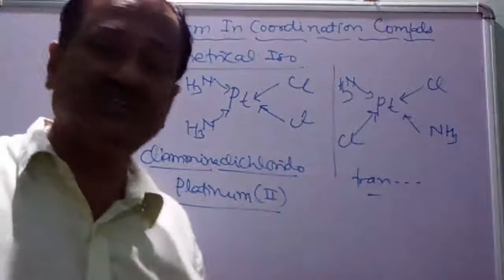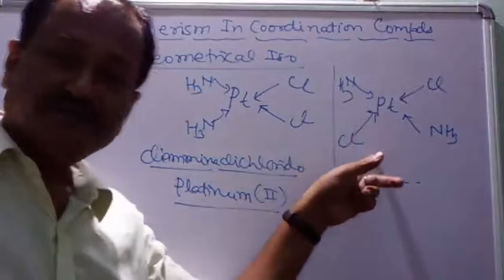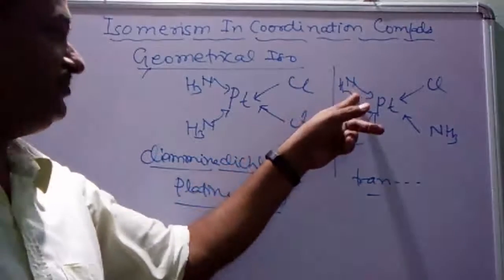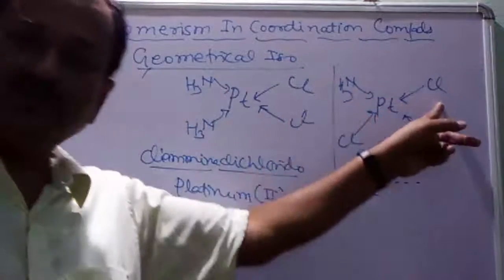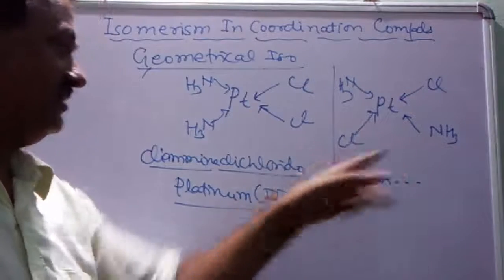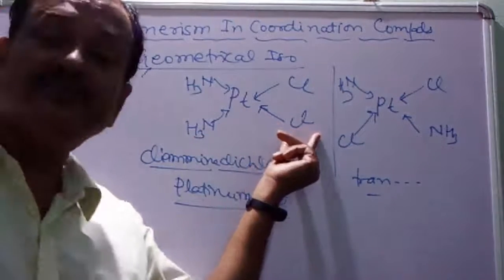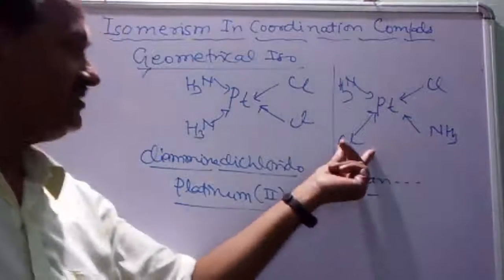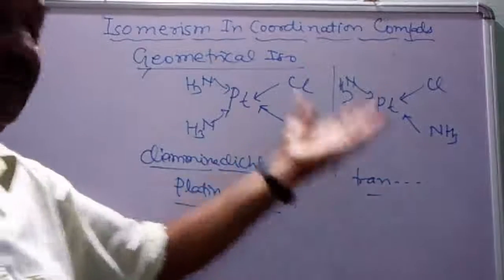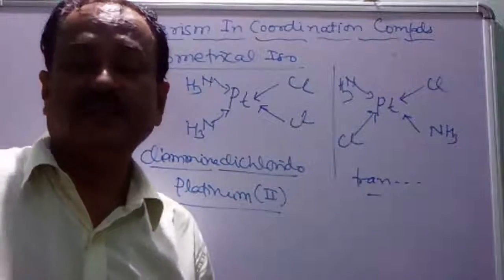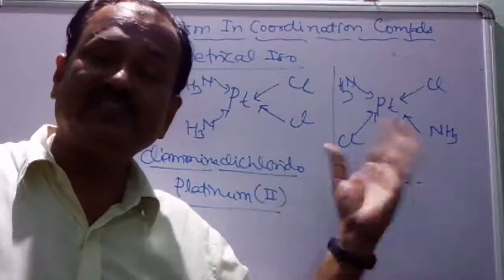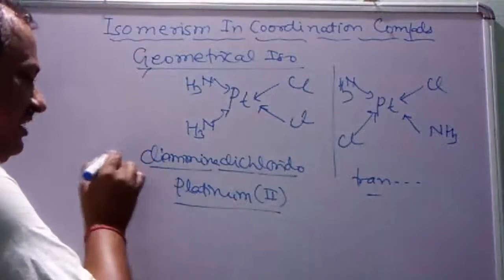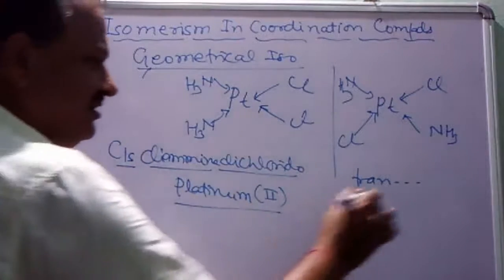Now this other isomer just needs an exchange in position. Here one NH3 is present as it is, and one Cl is present on this side. In the other case, there is an exchange in the position of the ligands, so NH3 goes to this side and Cl comes to this side. Adjacent position is not maintained, symmetry is not maintained, and so this isomer is said to be trans. Here we write cis, and here we write trans.